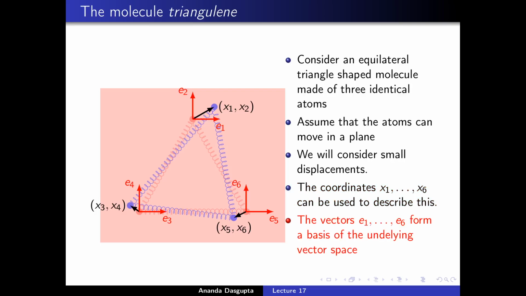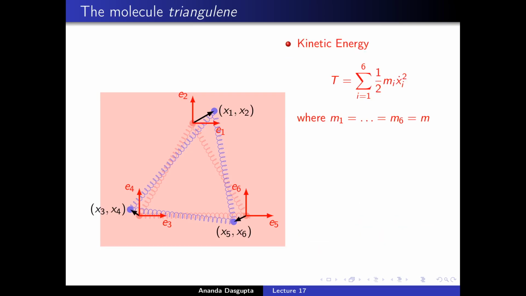For the time being, let's just keep in mind that in this particular case, we have chosen a set of vectors E1, E2, E3, E4, E5, E6. E1 and E2 are tied to the first atom, E3 and E4 to the second atom, E5 and E6 to the third atom. And these 6 basis vectors form a linearly independent spanning set, or a basis, for the underlying vector space.